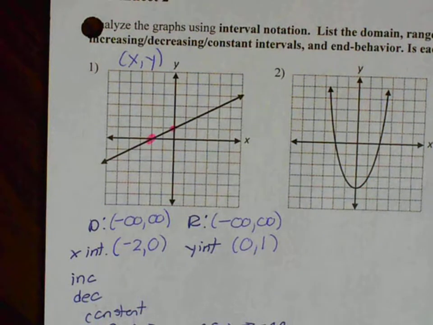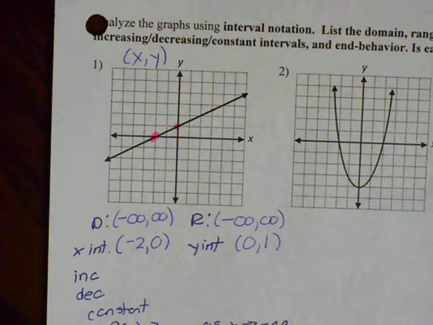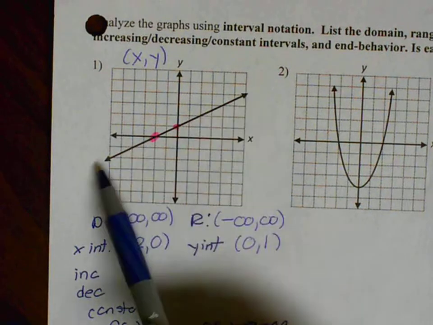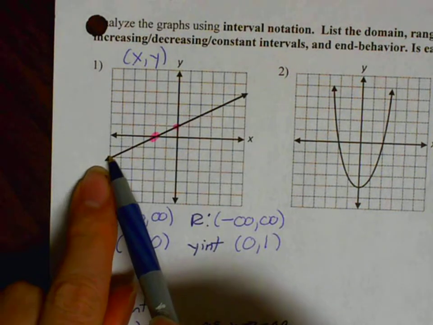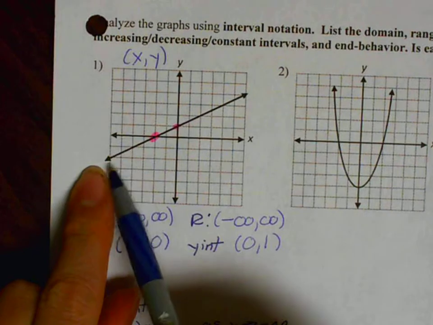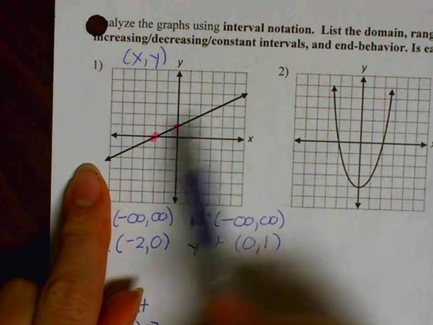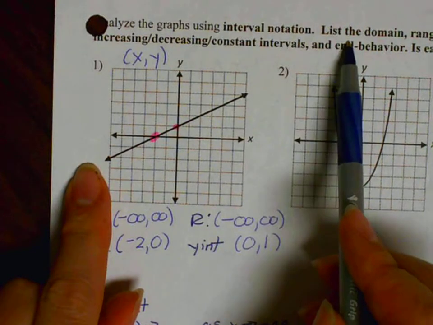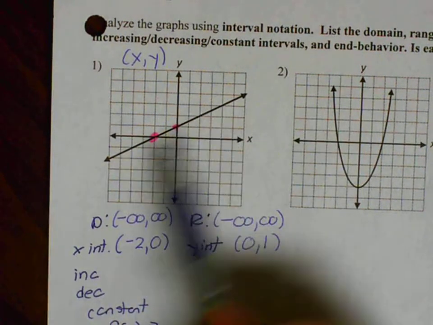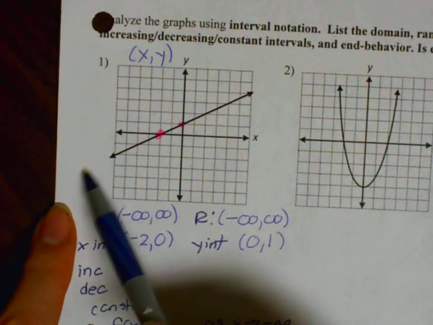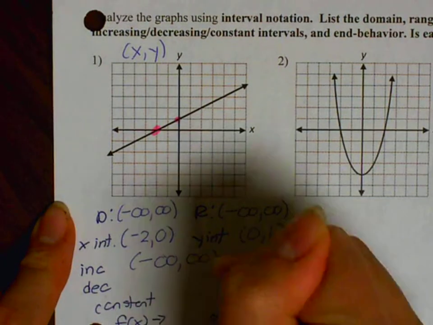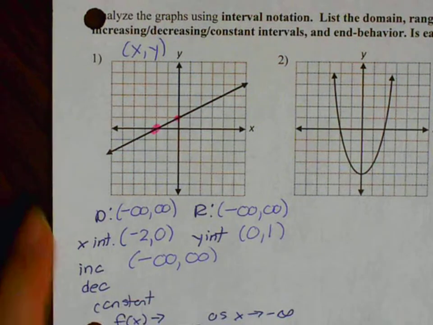Okay, so now we're looking at increasing intervals. This is a positive slope. It's always increasing. So think about increasing. We go from left to right. It's going uphill, right? Increase. I'm going uphill. This is positive slope. I am increasing, increasing, increasing. And the whole line is increasing all the way from down here, which we said was negative infinity, all the way to positive infinity. It is increasing forever.